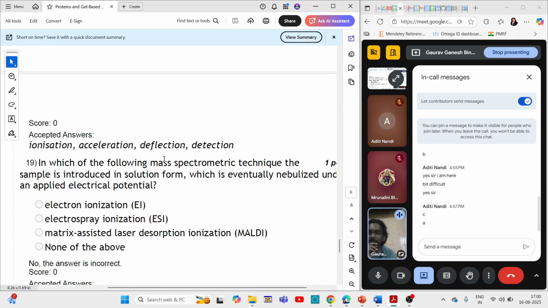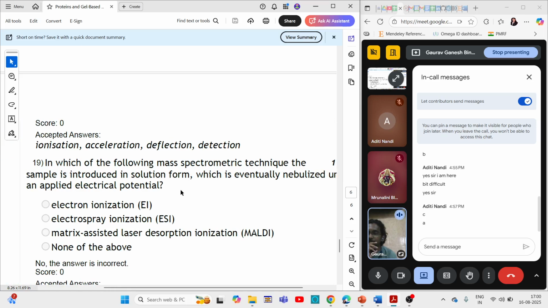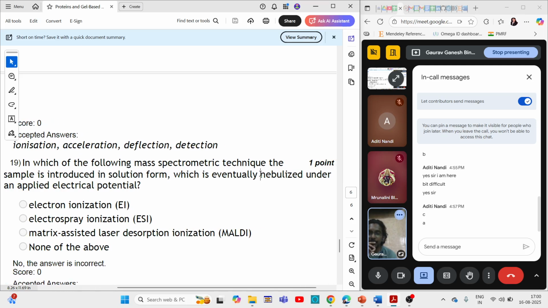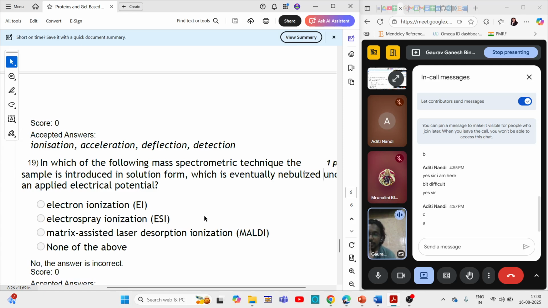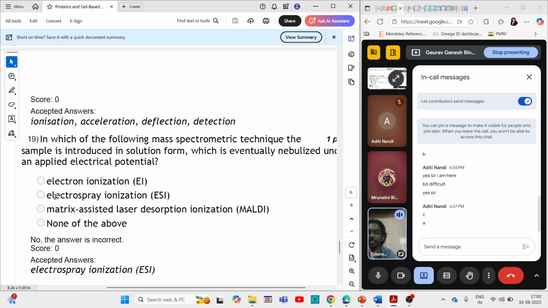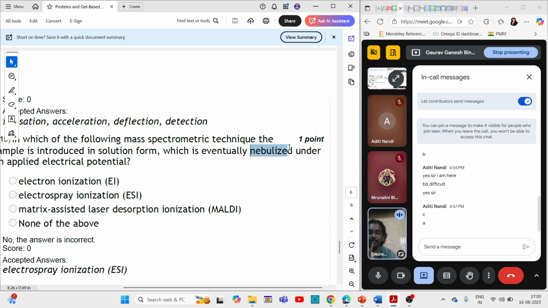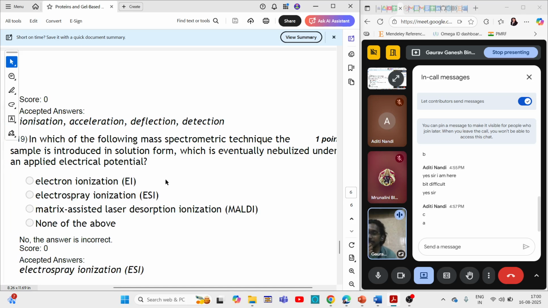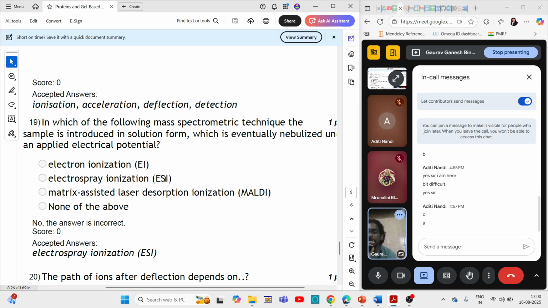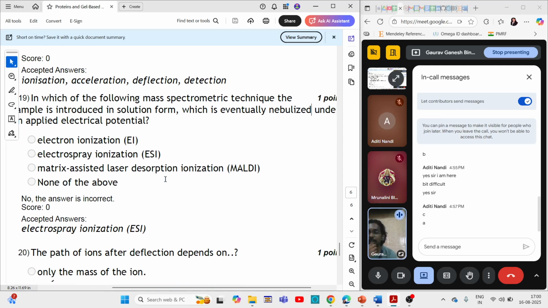In which of the following mass spec techniques is the sample introduced in solution form, which is eventually nebulized under an applied electric potential? So this is the keyword here, I think, nebulized. If you know different ionization techniques, it will be easier to answer, and if not, it will be a little tricky. So it's electrospray ionization. It has a nebulizer in that ionization source, and that's what is used.